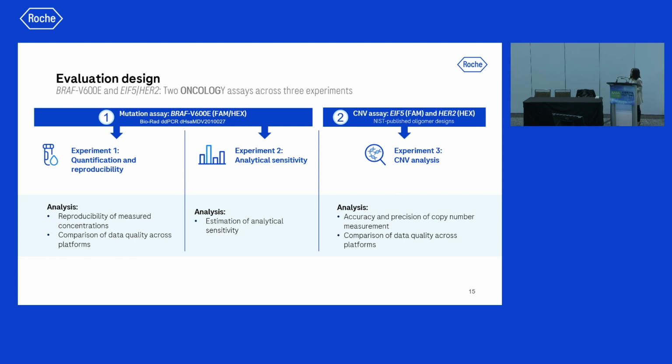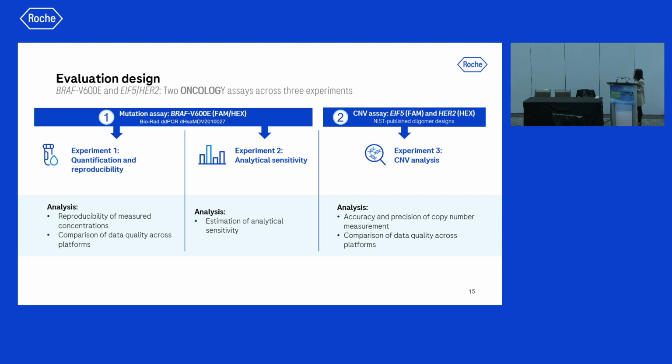Now, in this case, and just to highlight this, and I will mention this throughout the presentation, for the BRAF V600E, which again is representative of the rare mutant assay, it was actually an off-the-shelf Bio-Rad assay that was utilized on the Roche Digital LightCycler system. So there was no optimization for this assay specifically for the Roche Digital LightCycler system. It was commercially available from Bio-Rad.